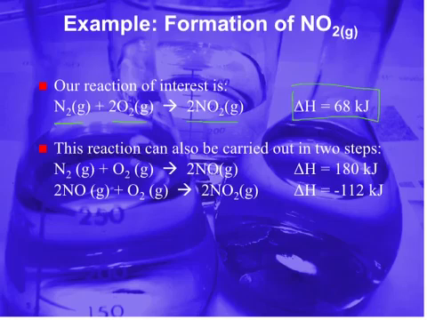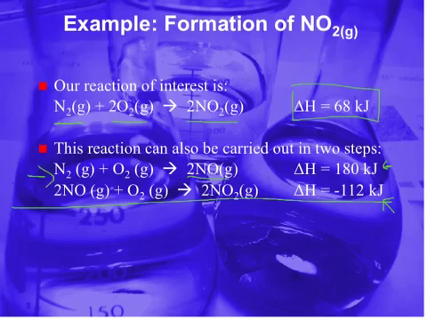The first one is nitrogen plus oxygen gas yields 2NO. The enthalpy of reaction here is 180 kilojoules. And then the second reaction is 2NO plus oxygen gas yields 2NO2. The enthalpy of reaction here is negative 112 kilojoules. Notice that we can add these two equations together.